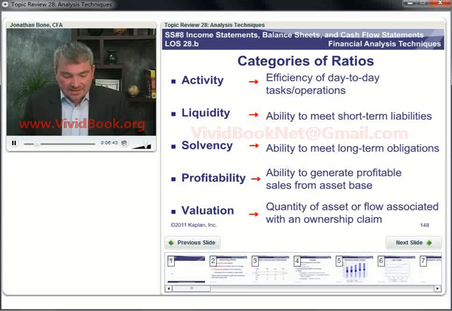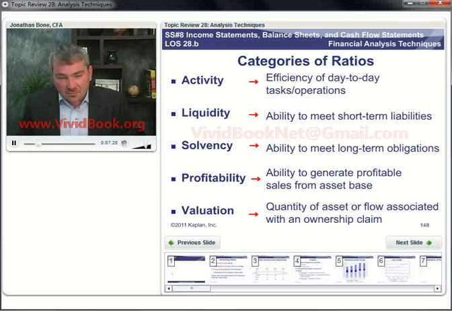Next LOS, classify and calculate categories of ratios. So we're going to need to be able to calculate activity ratios that tell us how efficiently our firm is operating in its day-to-day activities, liquidity ratios that look at its ability to meet short-term liabilities as they fall due, solvency ratios that look at their ability to meet long-term obligations, in other words it's looking at the capital structure, profitability ratios that show us how we generate profits from our sales and assets, and then finally valuation ratios that can be used to value a company, such as price earnings, etc.